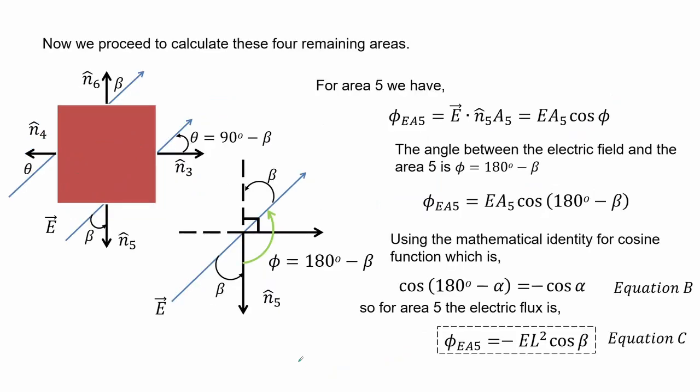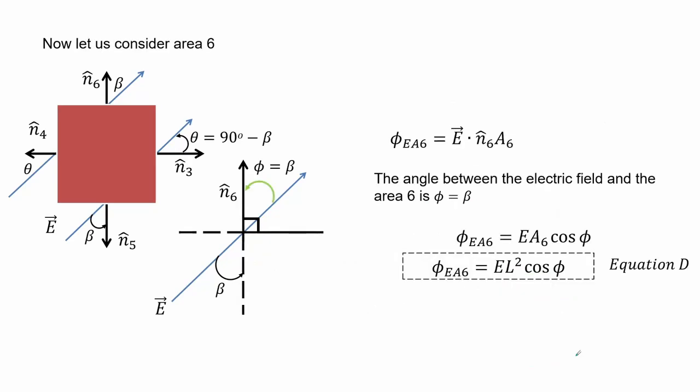Now we proceed to calculate these 4 areas, starting from area 5. The angle between the electric field and area 5 is phi equals 180 degrees minus beta. Using the mathematical identity for the cosine function, which is given by equation B, for area 5 the electric flux is given as in equation C. For area 6, the angle between them is just beta, so the electric flux is given simply as in equation D.